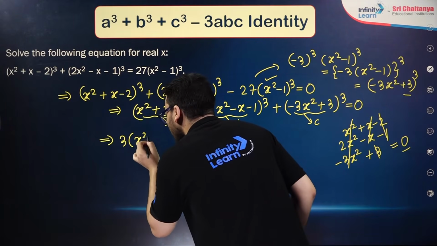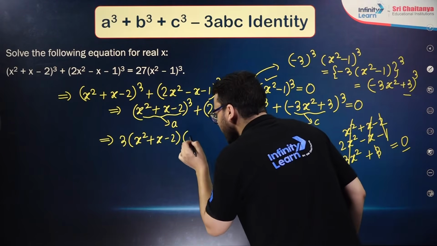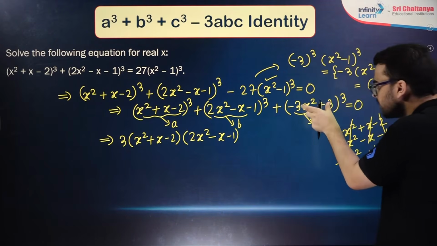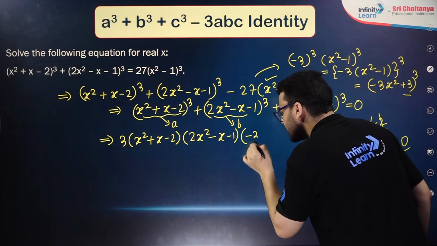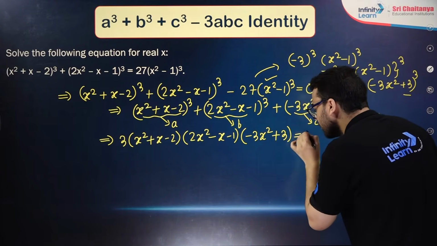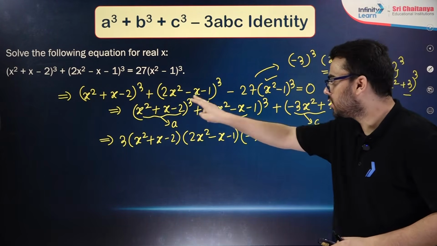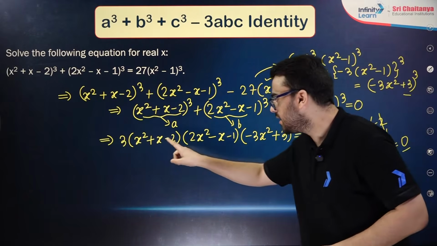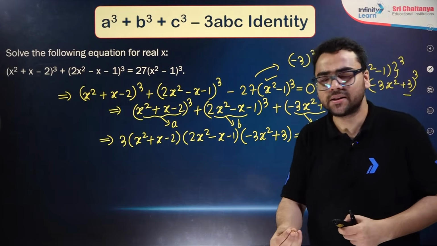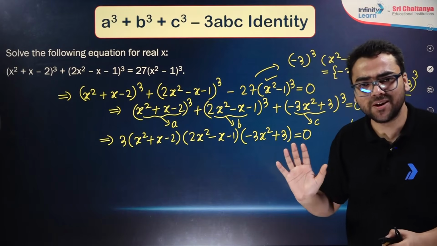So 3 into x square plus x minus 2, and then this is 2x square minus x minus 1. And then this is minus 3x square plus 3. And that is equal to 0. If a plus b plus c is 0, then a cube plus b cube plus c cube is 3abc. Suddenly using that identity, you have simplified it. Now you see, that's a piece of cake now. You just have got some quadratics and then you have to just simplify that.